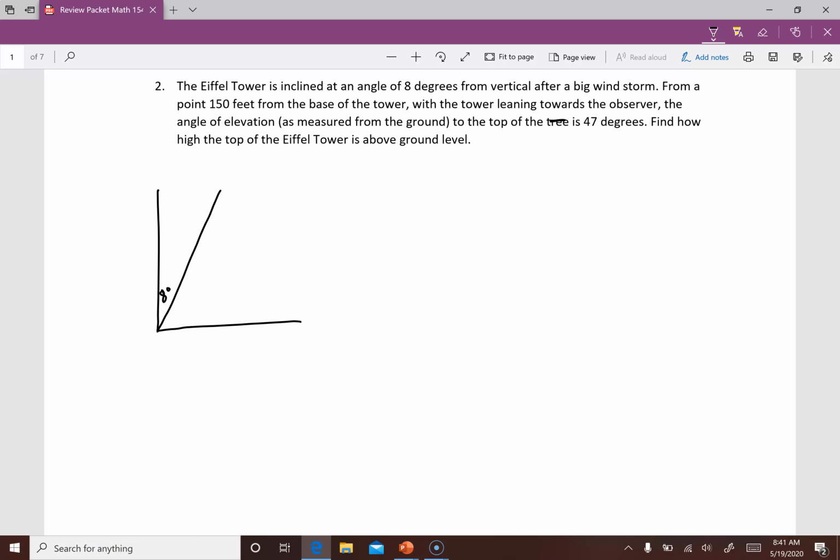Oops, it shouldn't be tree, I copied and pasted. Change that for the actual, should be the tower, is 47 degrees. Find how high the top of the Eiffel Tower is above the ground.